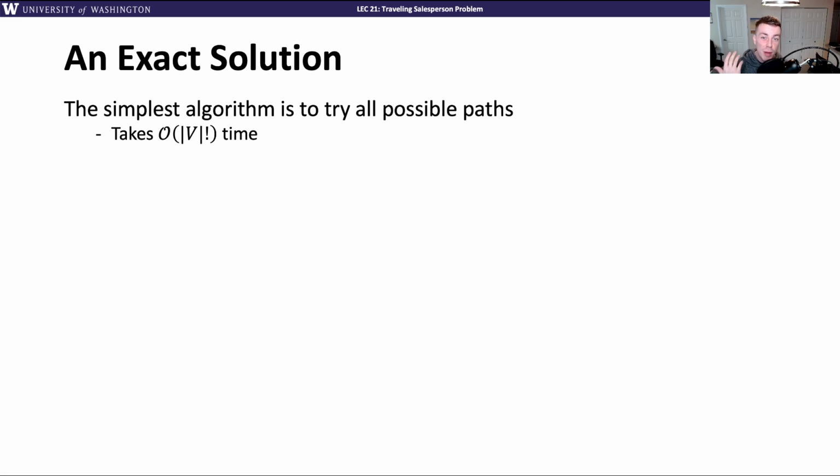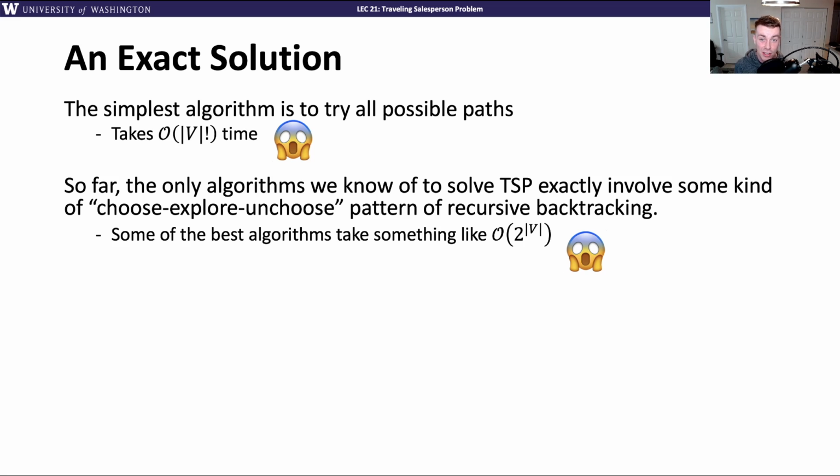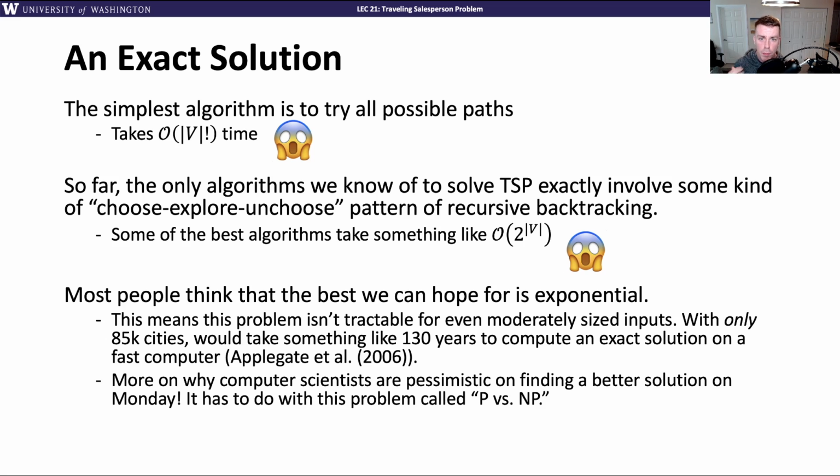And it turns out even the much cleverer algorithms, ones that use techniques called branch and bound and other fancier enumeration techniques, still result in this choose, explore, unchoose pattern of recursive backtracking. So they also still take something like exponential time, even the fastest algorithms. And exponential is not good, right? Most computer scientists think that we can't beat this exponential time. And exponential is bad because even for moderate-sized inputs, it could take years and years to run.